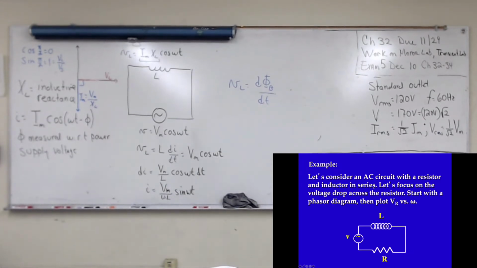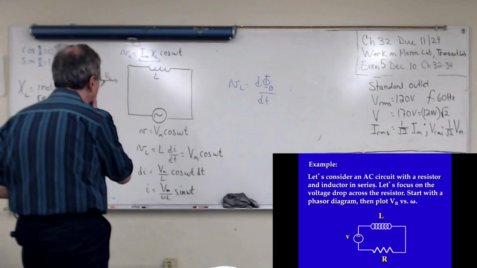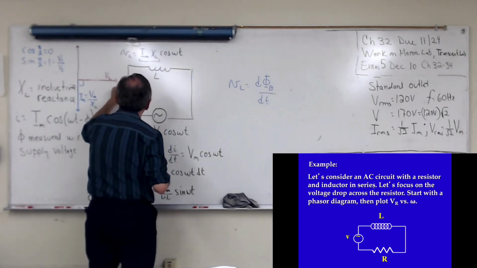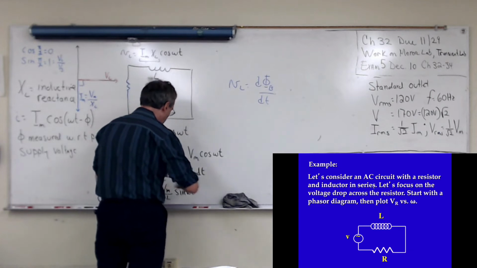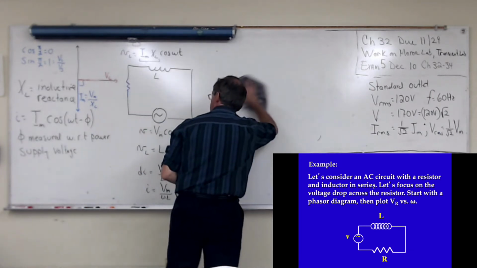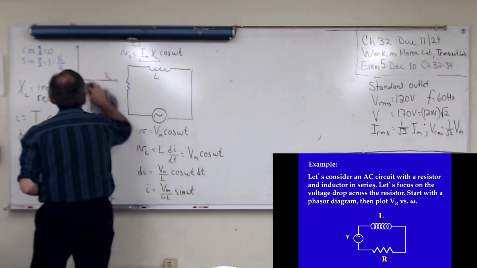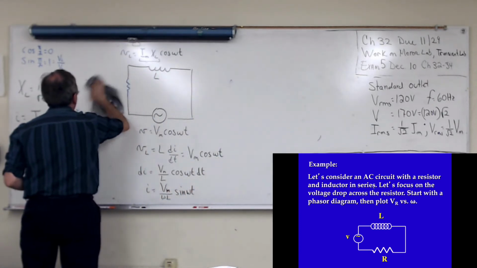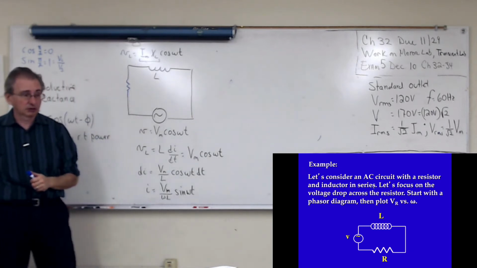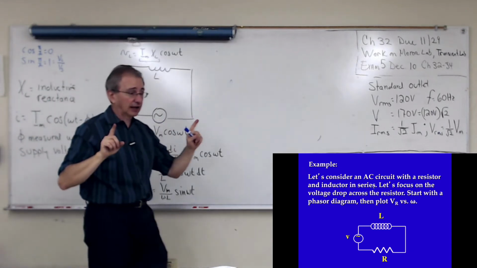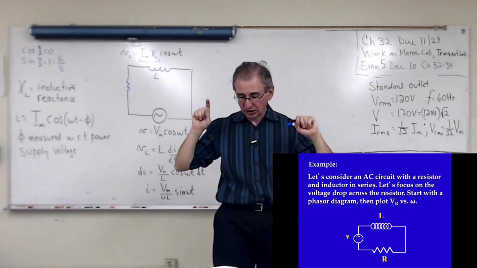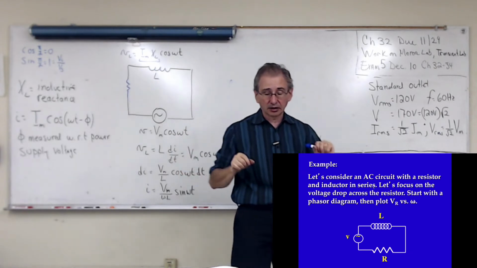So let's do a case where we throw in a resistor. Now, if I throw in a resistor, I have to use Kirchhoff's laws and solve a second-order differential equation. I don't want to do that. This is where the power of the phasor diagram comes in. I've looked at a circuit containing a resistor by itself, and I've looked at a circuit containing an inductor by itself.